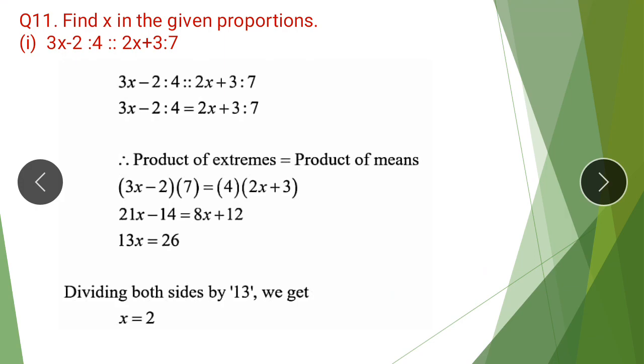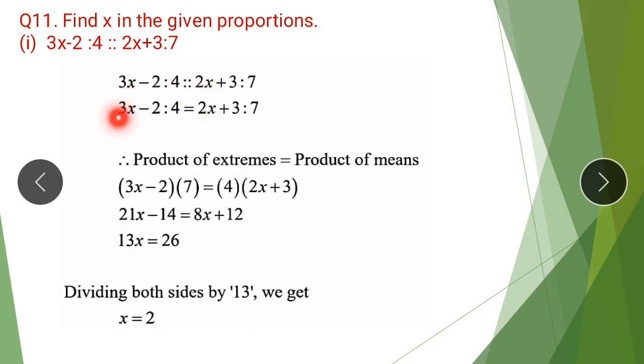You are going to find the unknown value. This is one of the usages, or the importance, of the concept of proportion: you can find unknown values using proportions. So here you have the proportions, and you know that proportion means that two ratios are equal, so you can convert the proportion sign into an equality sign.